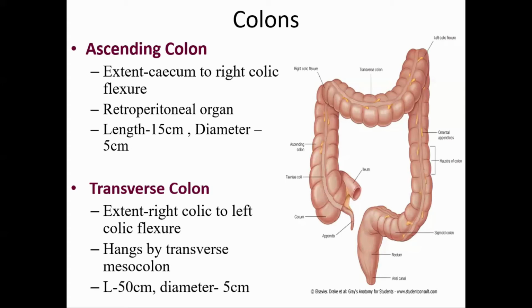It may be an intraperitoneal or retroperitoneal organ, whereas the ascending colon and descending colon are retroperitoneal organs. They are not suspended by peritoneal folds. Ascending and descending colon are directly attached to the posterior abdominal wall. Only the anterior surface as well as the lateral surface are covered by the peritoneum. And the transverse and sigmoid colon are intraperitoneal organs. The transverse colon is suspended by a peritoneal fold known as the transverse mesocolon.